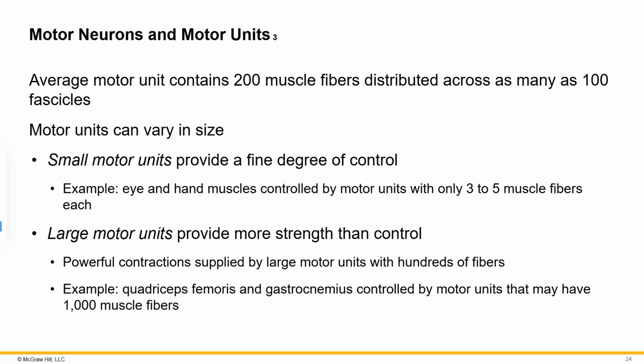The average motor unit contains 200 muscle fibers distributed across as many as 100 fascicles. Motor units can vary in size. Small units provide a fine degree of control. For example, eye and hand muscles are controlled by motor units with only 3 to 5 muscle fibers in each. Large motor units provide more strength than control. Powerful contractions are supplied by large motor units with hundreds of fibers. For example, the quadriceps femoris and gastrocnemius are controlled by motor units that may have 1,000 muscle fibers in them.